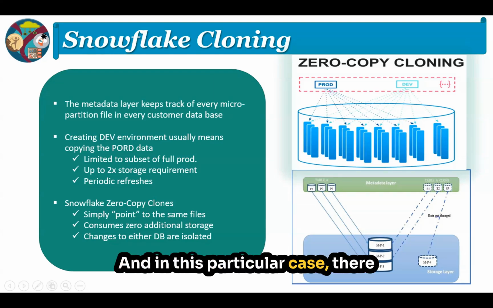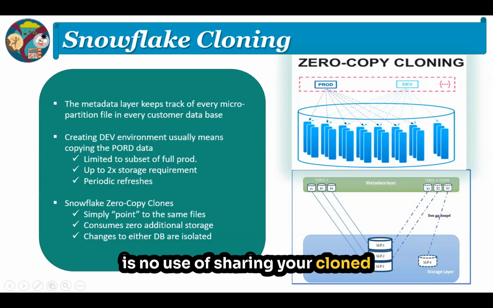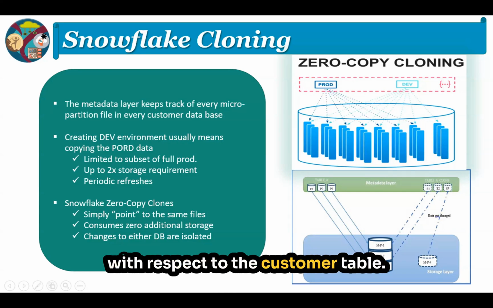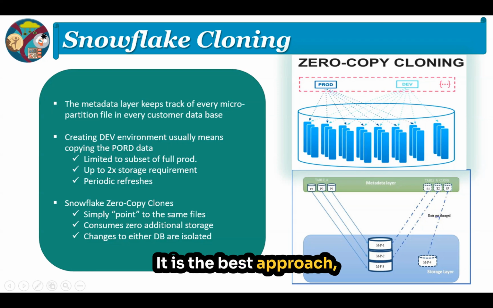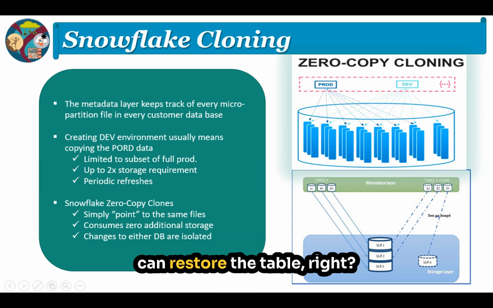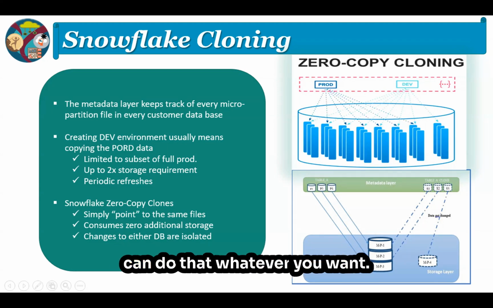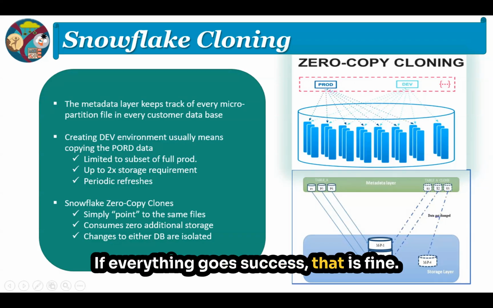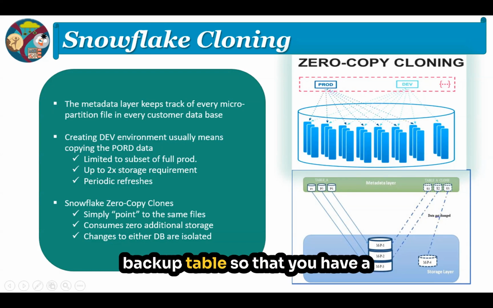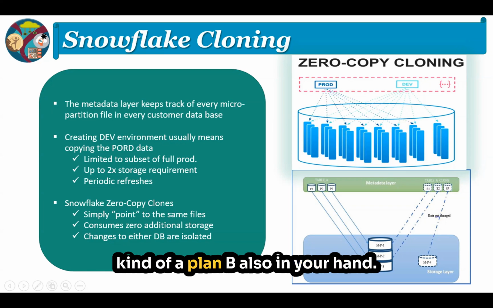And in this particular case, there is no need to share your cloned object modifications with the main table, right? The main table is dedicated to the business, and the clone table is for your convenience and your use case. It could be that you are going to take a backup. For example, I am going to do some modifications to the customer table. It is always the best practice in real time to first take a backup of the table. If something goes wrong, we can restore the table, right? If everything goes well, that is fine. If something goes wrong in the middle, you just revert the table from the backup table, so that you have a plan B in your hand.